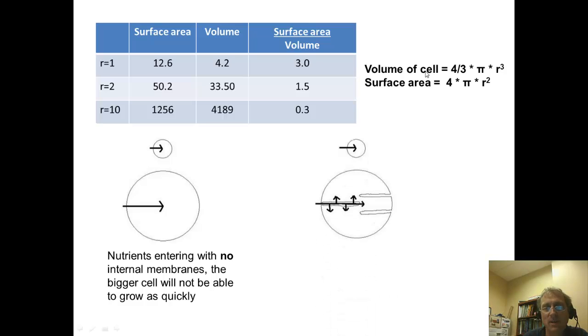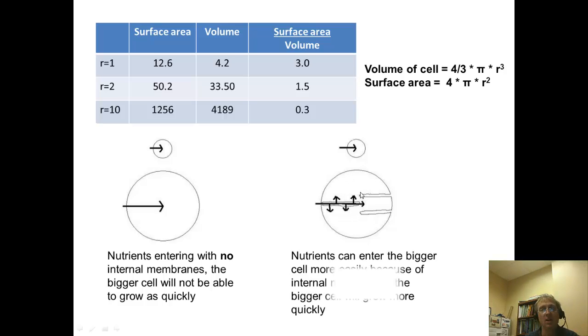Well, what happens if we have these internal membranes? We see that this larger cell here with these internal membranes that I've drawn in here effectively increases the surface area available to take up nutrients. What that means is that more nutrients can enter this cell than this one. And if more nutrients can enter the cell, the cell is going to be able to grow at a more rapid rate. And the growth rate of that cell is going to be increased.